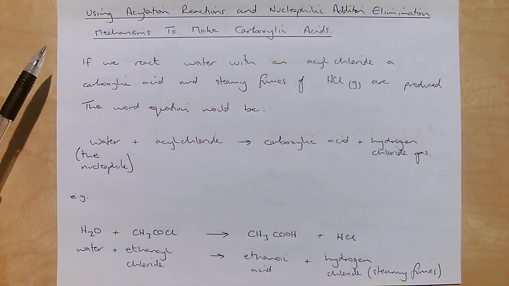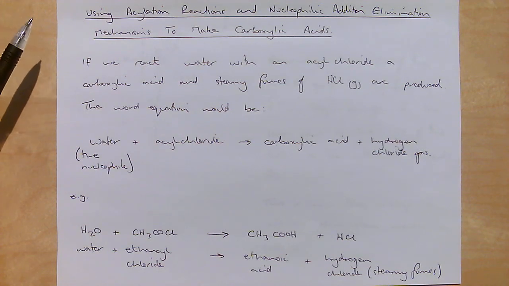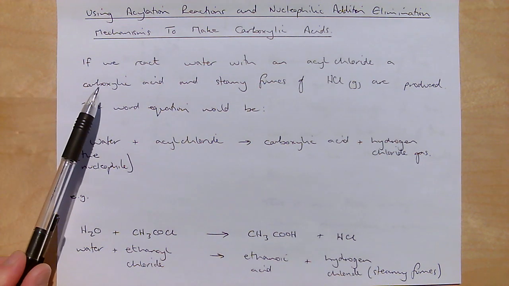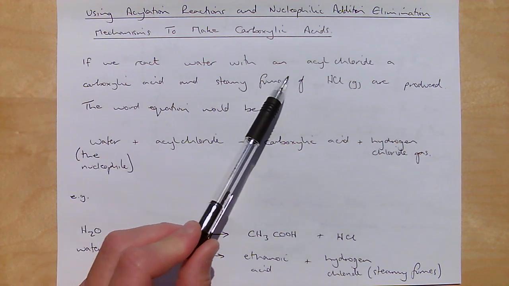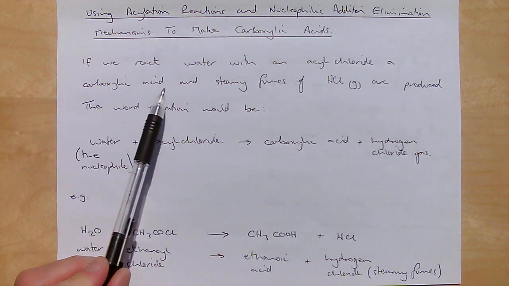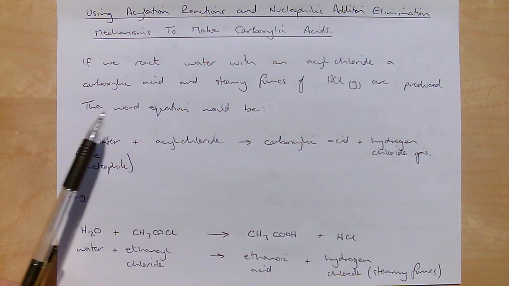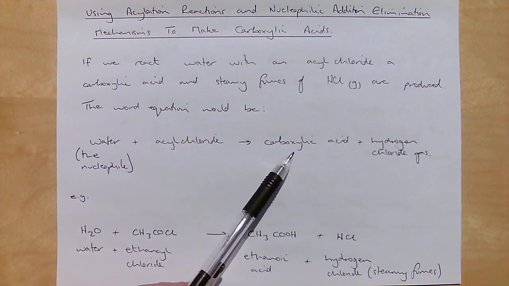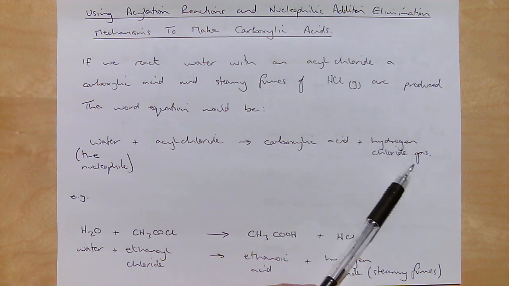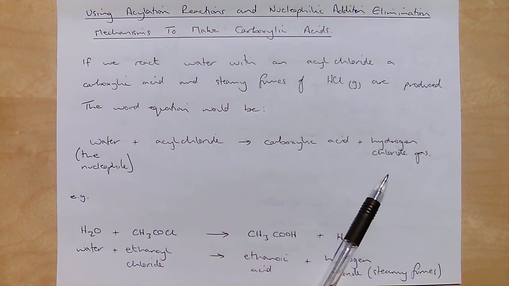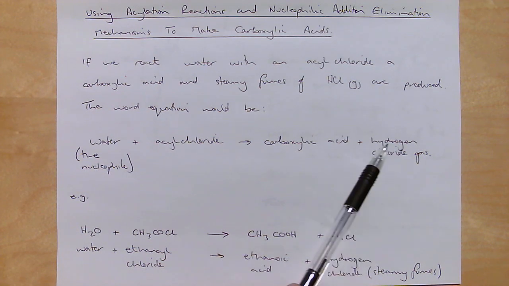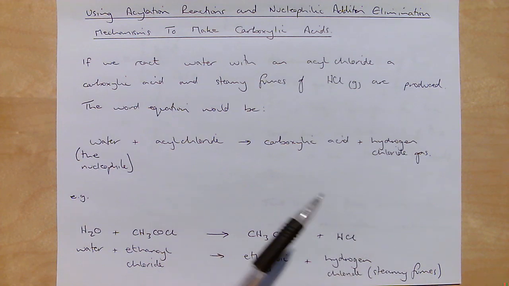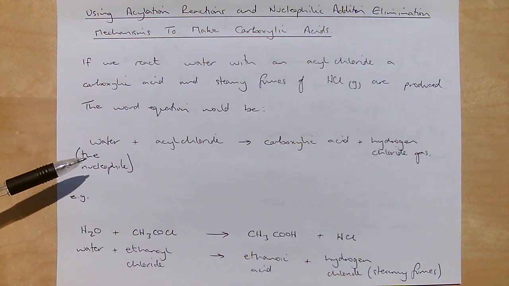Today we're going to have a look at using acylation reactions and the nucleophilic addition elimination mechanism to make a carboxylic acid. If we react water with an acyl chloride, a carboxylic acid and steamy fumes of HCl are produced. So the word equation for this reaction is the water plus the acyl chloride makes a carboxylic acid and hydrogen chloride gas. Whenever you do these addition elimination reactions with acyl chlorides, you always get steamy fumes of HCl being produced, and that's a giveaway for the fact that the reaction has taken place with an acyl chloride.